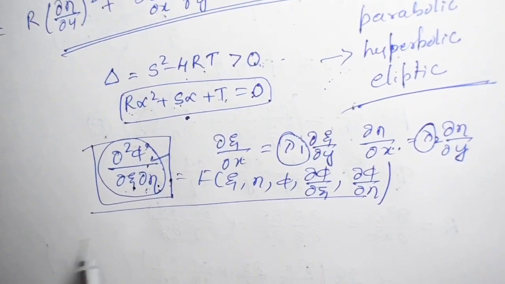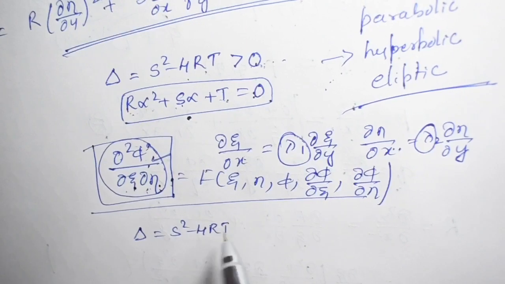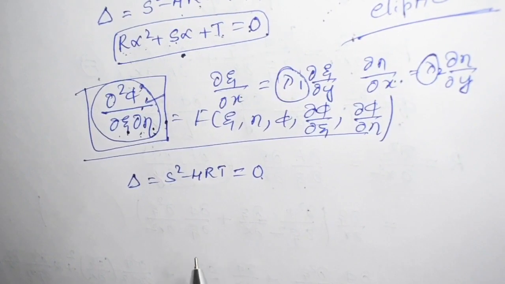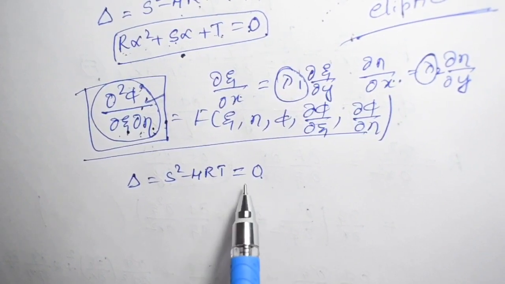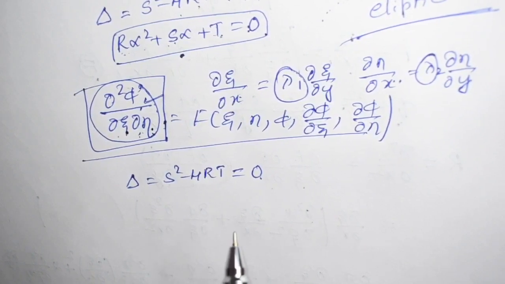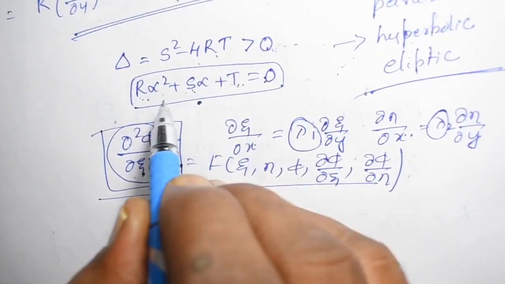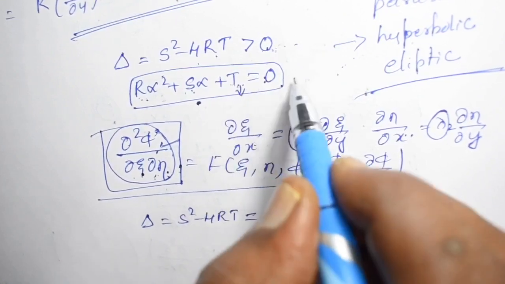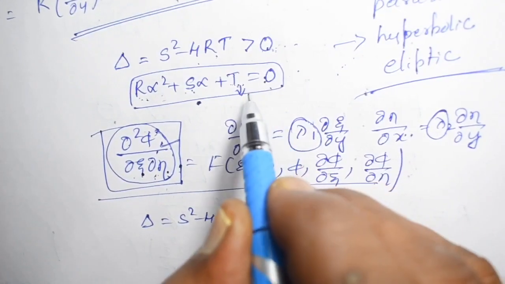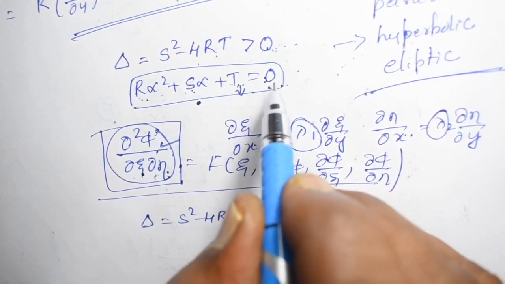Next, case 2. If the discriminant s squared minus 4rt is equal to 0, then the nature of the equation is parabolic. In this case, the roots of the characteristic polynomial r alpha squared plus s alpha plus t are the same. For hyperbolic, they are real and distinct, but for the parabolic case, the roots are real and repeated.